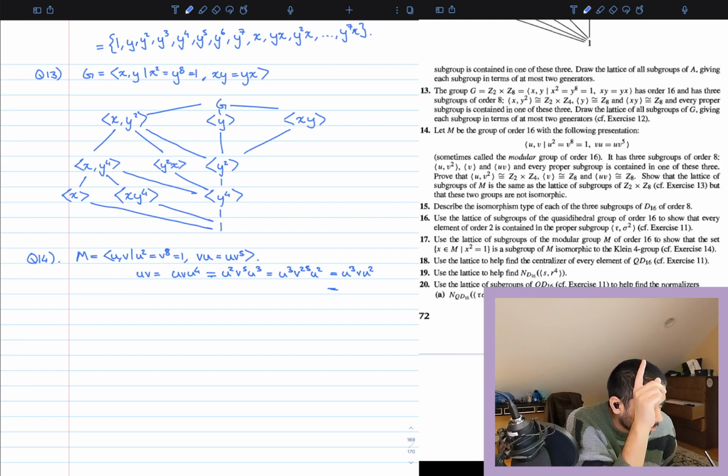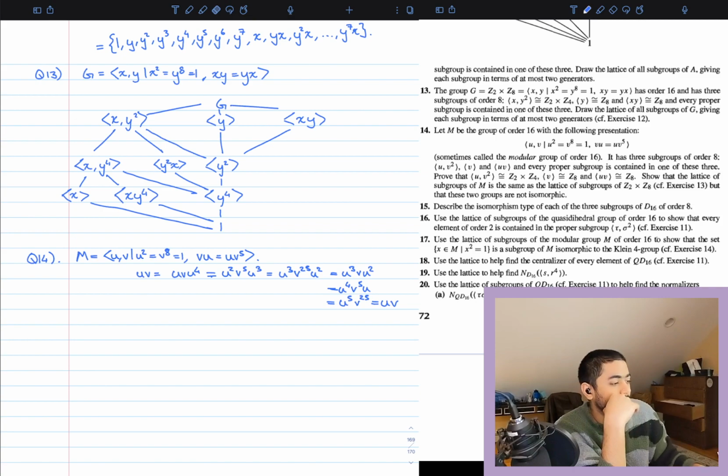And then we swap once more. We get U to the 4 V to the 5 U. And in the end, we just get U to the 5 V to the 25, which is still UV. Doesn't help.